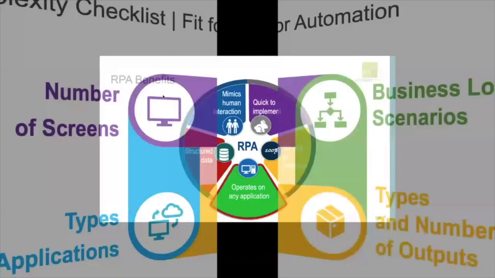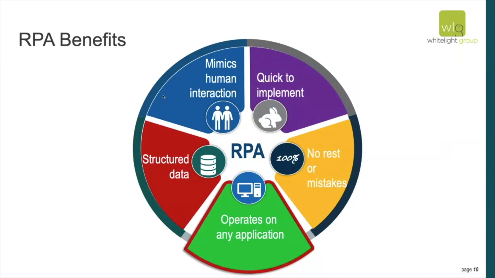And RPA benefits. Obviously, we talked about mimicking human interaction. We talked about it being quick to implement. Quick to implement is 4 to 6 weeks once you say go, from implementation to go-live and training. We can get into more details on the implementation at a later date, but compared to a JD Edwards implementation, we consider that quick. It doesn't rest and doesn't make mistakes. It doesn't take vacation, doesn't quit, get fired, get hired, or need to be trained back in. It works 24 hours a day, 7 days a week.